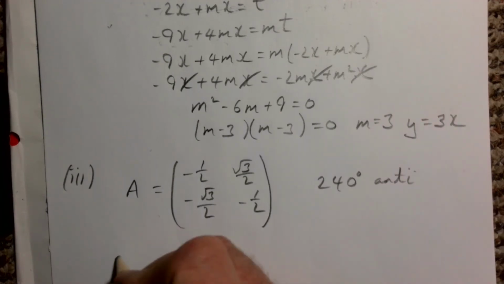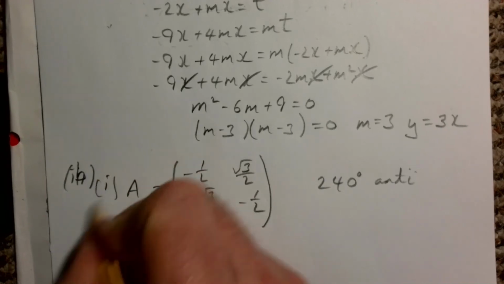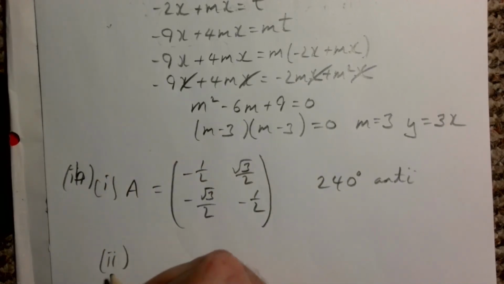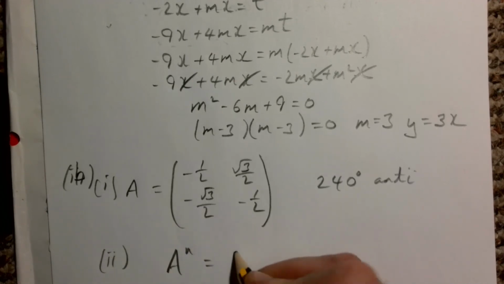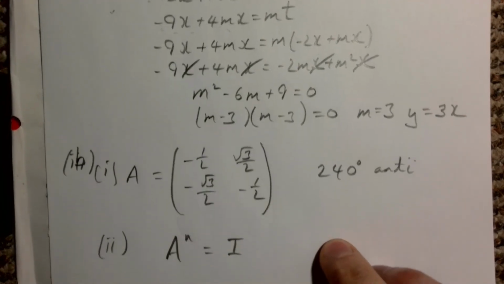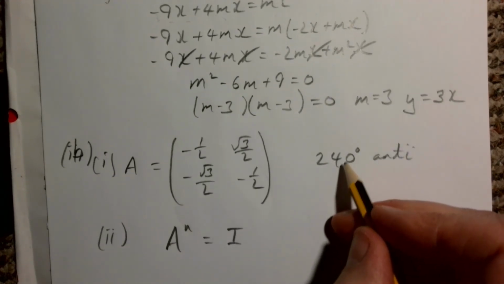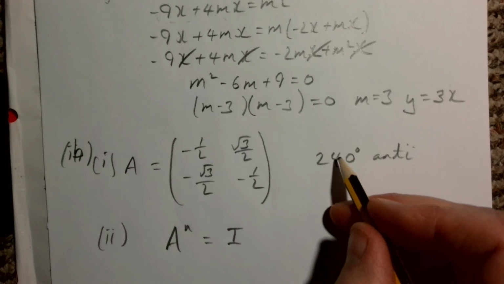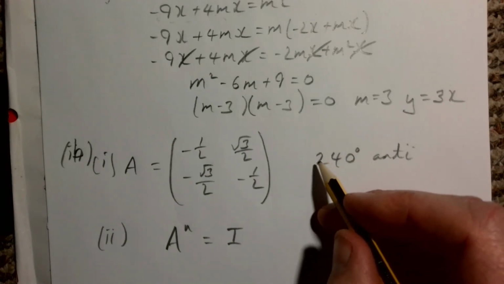That was part 1 of that, and part 2 then says find the smallest positive integer n such that A to the n equals I, where I is the identity matrix. Bit of a strange question, this one. It's a wee bit like group stuff from a few years ago. But if it's rotating around 240 degrees, how many times would it have to go round to get back to the origin effectively? So if you go to 240 and you times it by 2, then you would get 480.